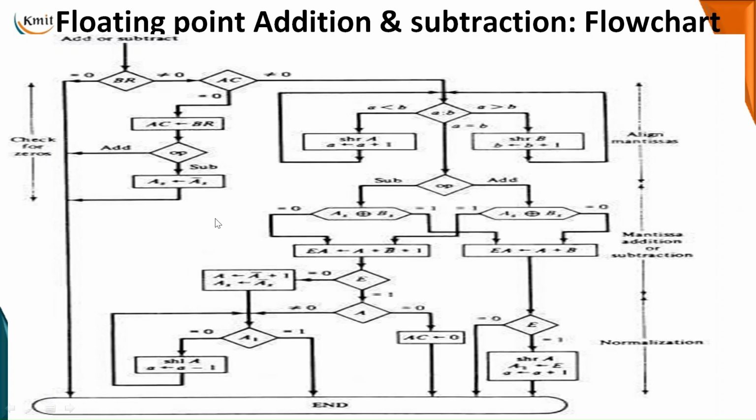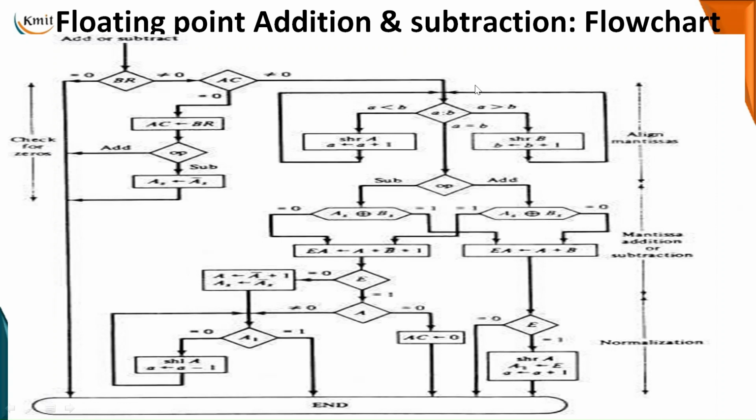This part of your flowchart describes the first step, check for zeros, and the second step is aligning the mantissa part of your data. You have to align the mantissa part of your data using the step align mantissa. So this part of your algorithm explains how to align the mantissa. And the third step is to add or subtract the mantissas, which is explained in this particular part of your algorithm. And finally, after you get your result, you need to normalize the result, and the process is called normalization. So this step of your flowchart will tell you how to normalize a particular result.